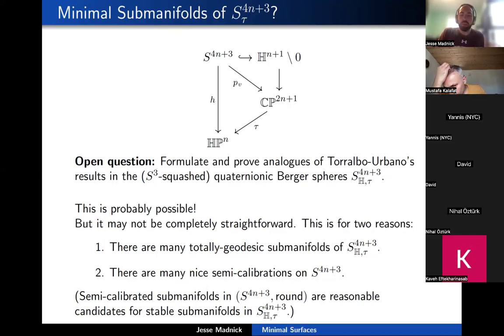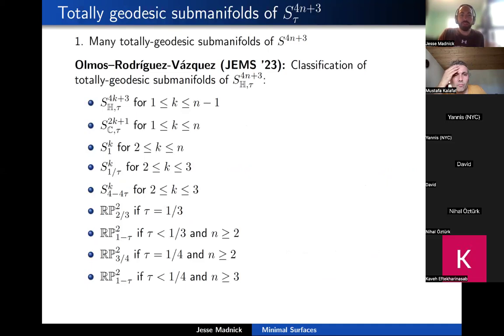So let me show you what I mean by a lot of totally geodesic submanifolds. This is a recent result of Olmos and Rodriguez-Vasquez. They classified the totally geodesic submanifolds in the S3 squashed 4n plus 3 spheres, and this is what they get. Yeah, it's quite a list. The list depends on tau, depends on n, and it's quite formidable. It's fairly surprising, I think, just how involved it is.